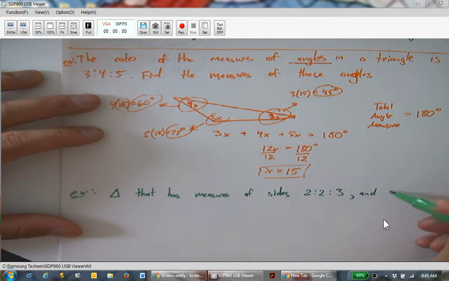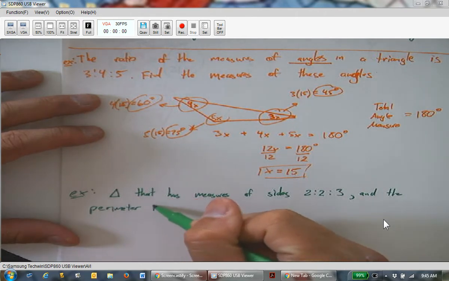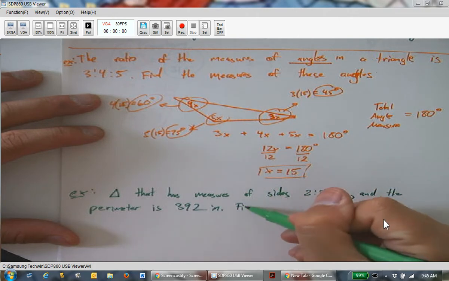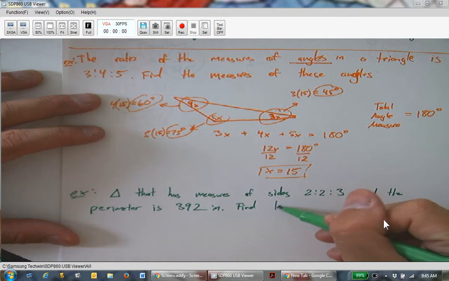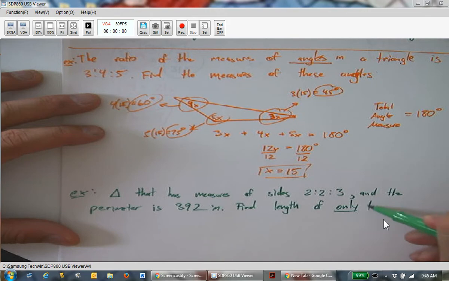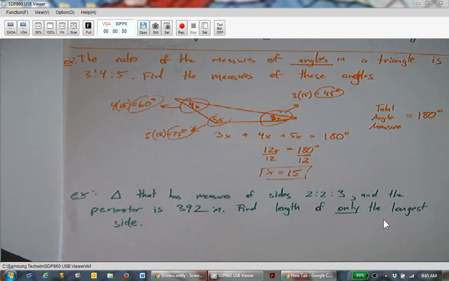And the perimeter is 392 inches. I want you to find the length of only the longest side. All right, go ahead and get to it. You may work together, okay? No whiteboard needed for this one. You may work at your desk or on the personal whiteboard if you want. Talk to each other here about what you would do. I'm going to walk around and see if anybody needs help.